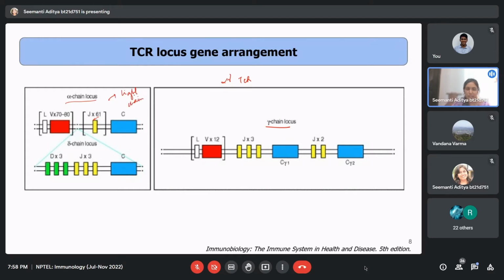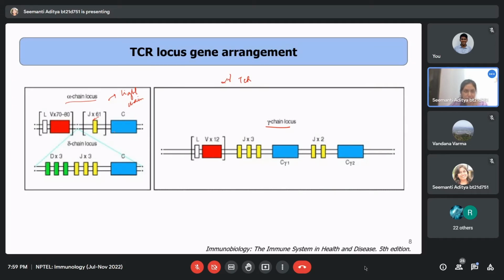Now they do not have the concept of heavy chain or light chain like we have in the case of the B cell receptor. In the T cell receptor we just have an alpha chain and a beta chain, but in B cell receptors we have heavy chain and light chain, so that is a different kind of comparison. So maybe you can compare this with the light chain.